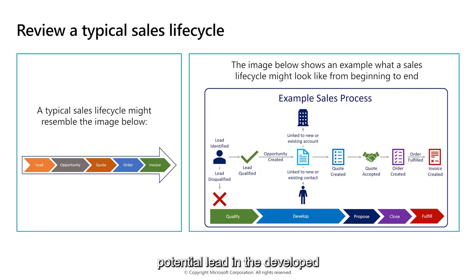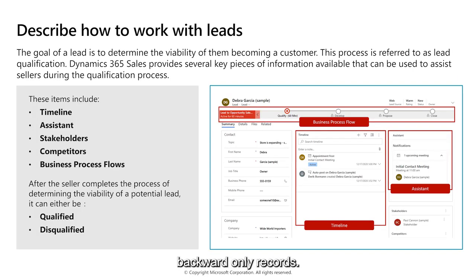So in the qualify stage, we've got that potential lead. In the develop stage, we're moving through them. We're getting them more interested. We can then give them a quote, we propose a quote, they accept the quote, they confirm the quote details. We're using the product catalog for all of this as well, and we can then fulfill it within the system. So looking back at our lead record, as we've got the business process flow at the top, we'll move them through that process as we've seen.